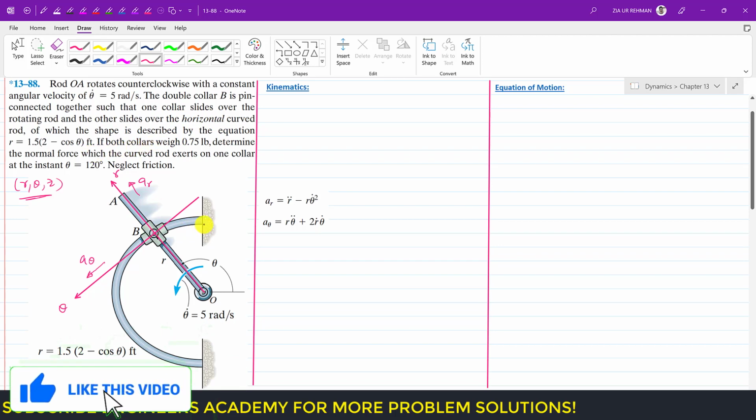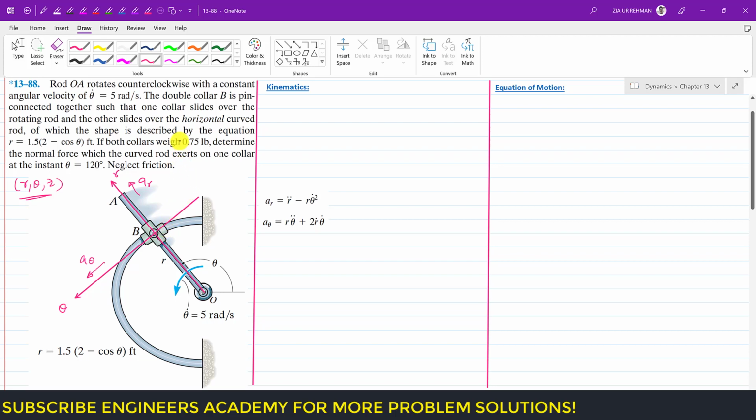plane. So this rod is horizontal, right? So if we consider this mechanism as horizontal, then the weight is acting in the negative Z direction. If the positive Z direction is out of the screen, the weight is acting inwards towards the screen.